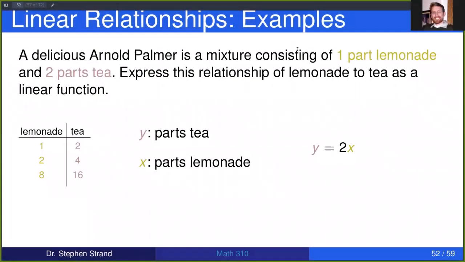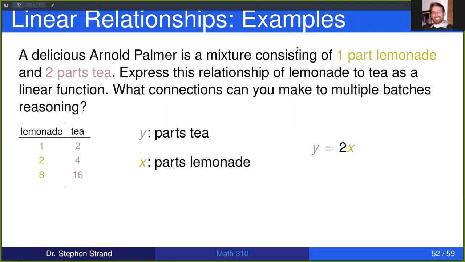All right, before we move on to examining some tables, I just wanted to draw your attention to the idea that this linear function is having a constant ratio between the change in y and the change in x actually has some nice connections to the way we've been talking about mixtures and ratios in terms of multiple batches. So I'd invite you to think for yourself how that connection could be made here.